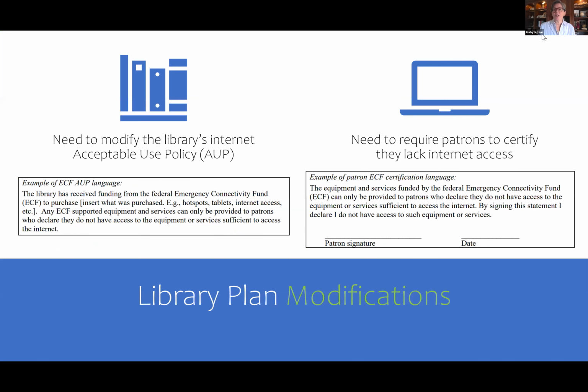In order to modify your library plans to meet ECF acceptable policies, you will have to change your acceptable use policy for your library by inserting the paragraph that is shown on this screen. You will, of course, have to insert the devices that are covered by it, whether it's tablets or hotspots or internet access. And when you fill that in, this has to be supplied with the paperwork that you give to everyone who will be participating in your lending program. Again, we will be supplying this information to you as part of this presentation.